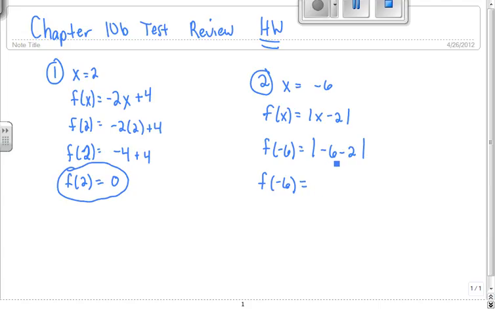So negative 6 minus 2 is negative 8. We want the absolute value of negative 8. Well, absolute value can only be positive. It's the distance from 0. So the absolute value of negative 8 is positive 8. F of negative 6 is positive 8. It's positive 8 here.